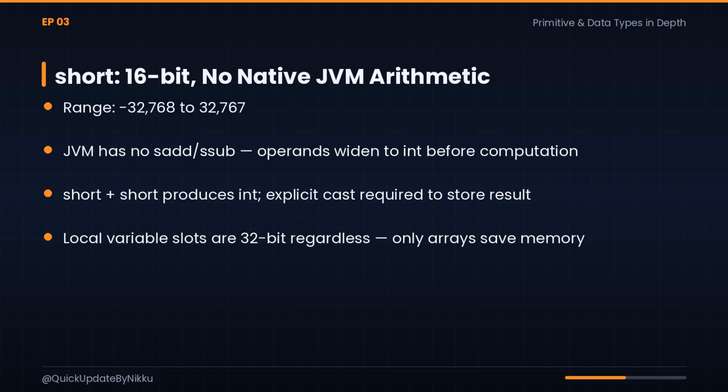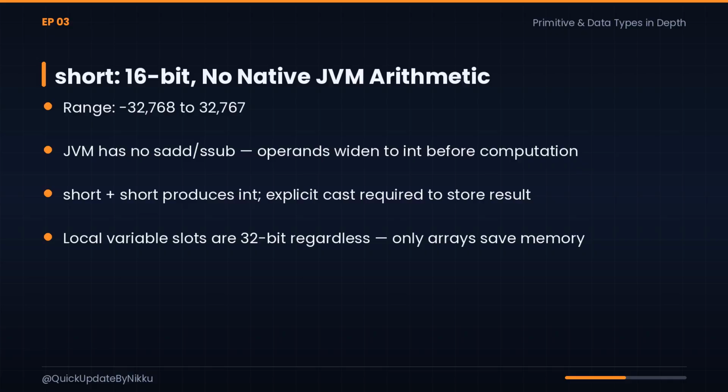Short is 16 bits, signed 2's complement, with a range of -32,768 to 32,767. The surprising fact is that the JVM instruction set contains no arithmetic opcodes for short. Operations like iadd exist for int and ladd for long, but there is no sadd. Every short arithmetic expression widens both operands to int, computes an int result, and requires an explicit narrowing cast to store back into a short.